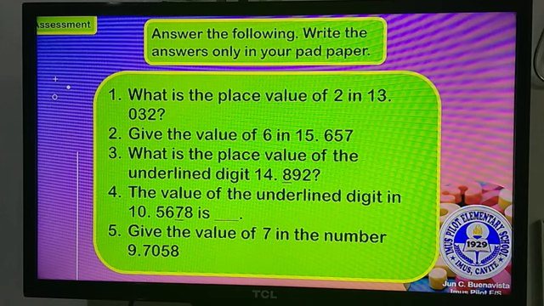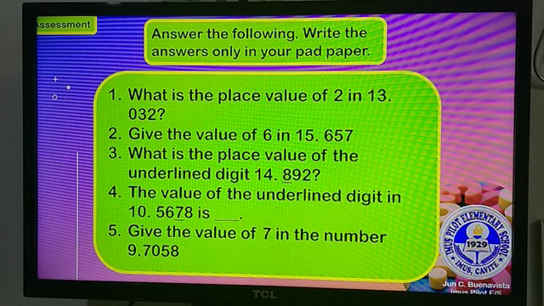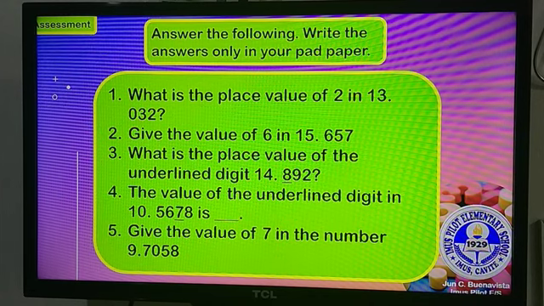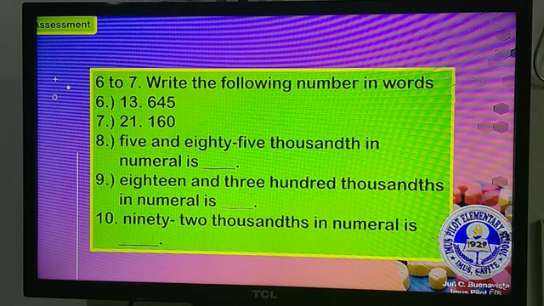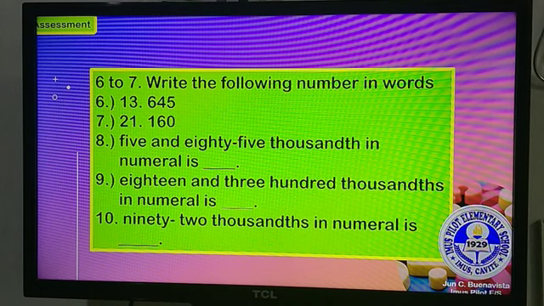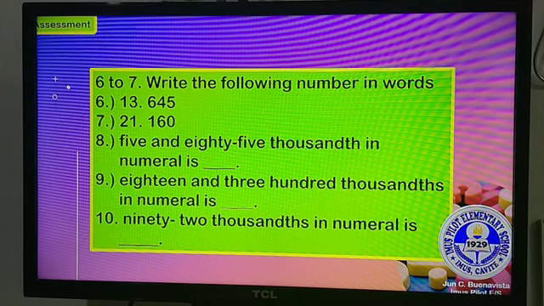Okay, next, number 4. The value of the underlined digit in 10 and 5,678 ten-thousandths is, okay, yung underlined digit natin is 7. So, ilan ang value ni 7 dyan? Then, number 5, give the value of 7 in the number 79 and 7,058 ten-thousandths. Number 6 to 7, write the following number in words. So, si 6 at saka si 7, gawin mo siyang word. Then, number 8. Give 5 and 85,000 in numeral. So, gawin mo naman numeral or number, yung number 8. At saka si 9 at saka si 10. So, number 9, 18 and 300,000ths in numeral. Then, number 10, 92,000ths in numeral.